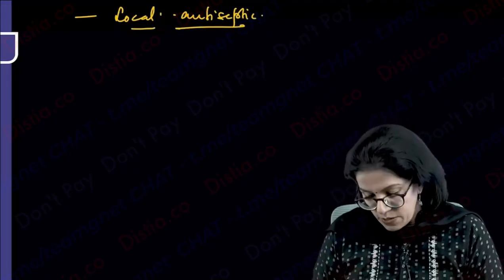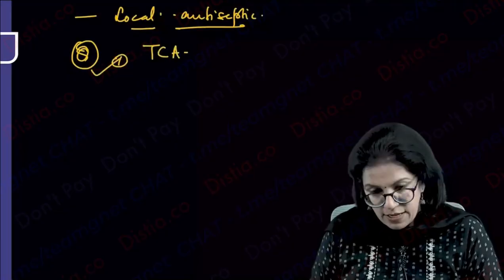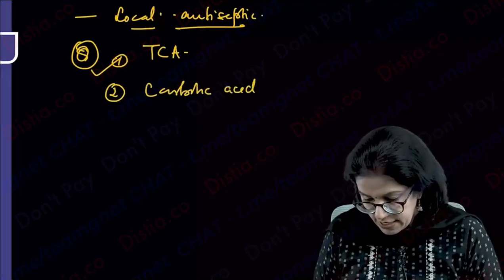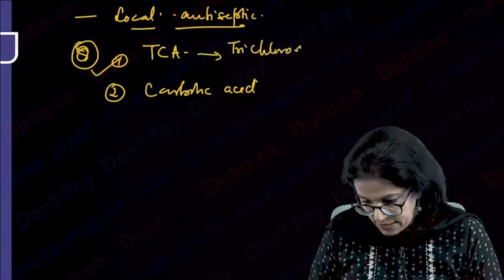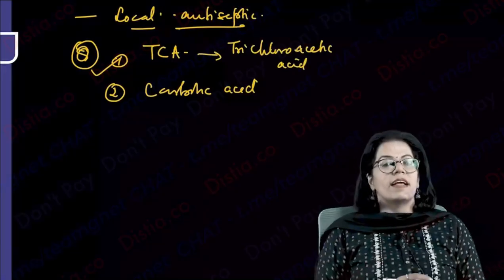Which chemical we can use is your exam question. Trichloroacetic acid you will answer first. Second option can be carbolic acid. So TCA is trichloroacetic acid. Second option can be carbolic acid.